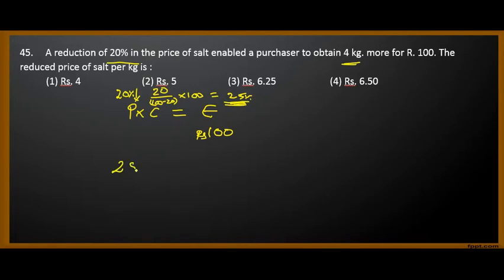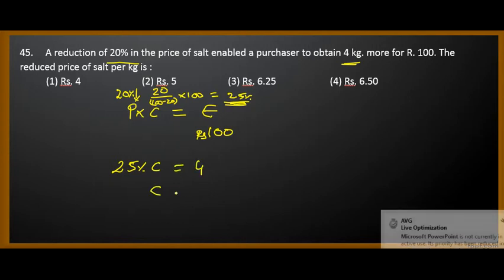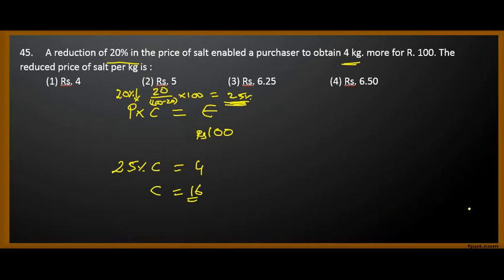So 25% of consumption is equal to 4. So C is equal to how much? 16. So the initial consumption is 16. Now what is the question asking? The reduced price of the salt per kg. So this is the initial consumption, but after the price is reduced by 20%, what is the overall consumption? 20 kgs. After reduction it is 20 kgs, because he purchased 4 kg more.